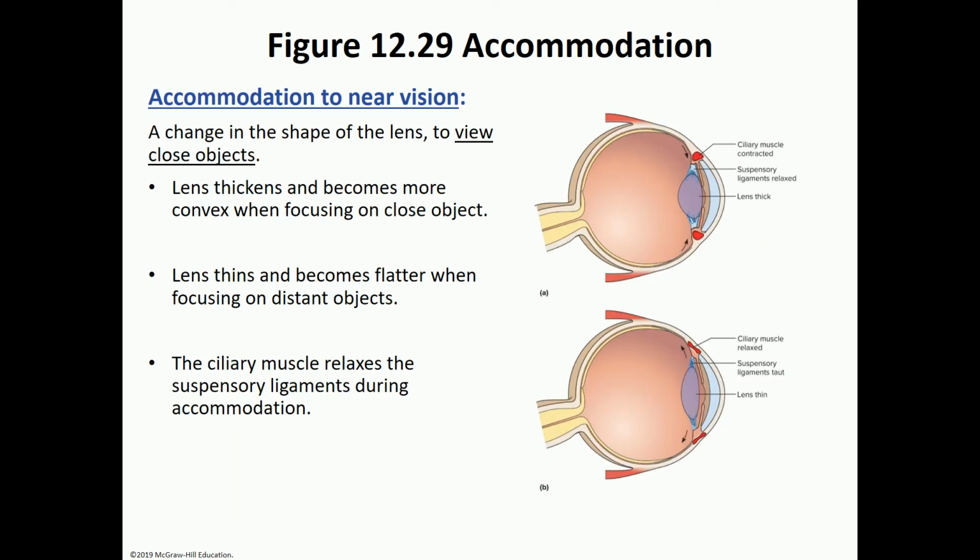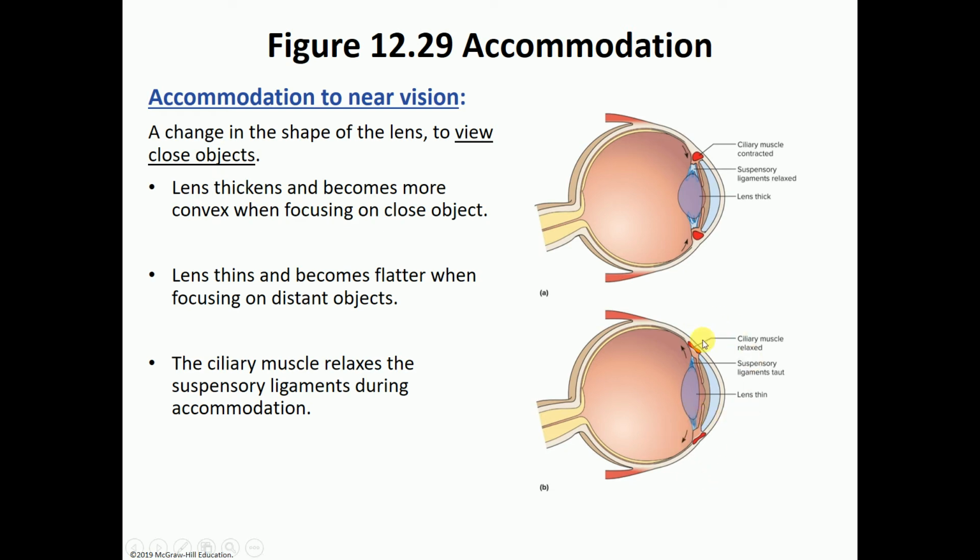Now for accommodation, we need to accommodate to near vision. So when you're looking at something close, the light rays coming from it are going far apart from each other. They are not parallel. So we have to thicken the lens a little bit to increase its refractive power and to make it more convex. You can see it here where the ciliary muscles contract, and that will lead to the relaxation of the suspensory ligaments, and the lens will become thickened. And that again is going to help in accommodation to near objects.